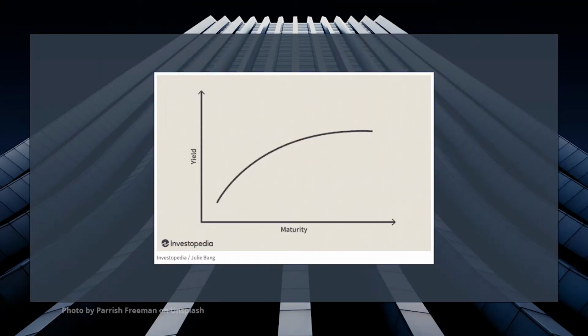The yield is the interest paid to investors who buy the bond. The further you go out to the right on maturity within a normal yield curve, the more yield or interest you can expect for taking on a longer term period of uncertainty.